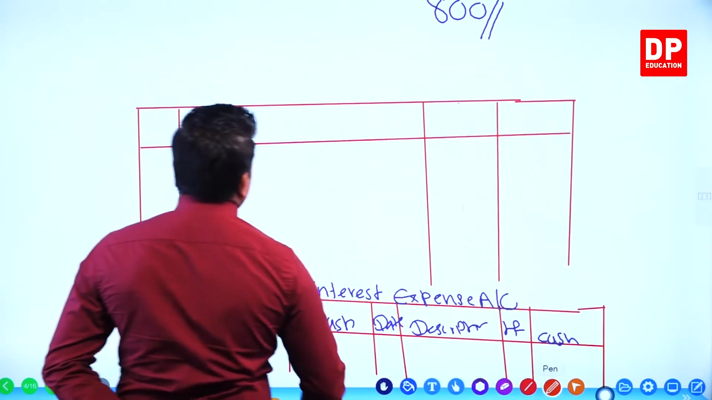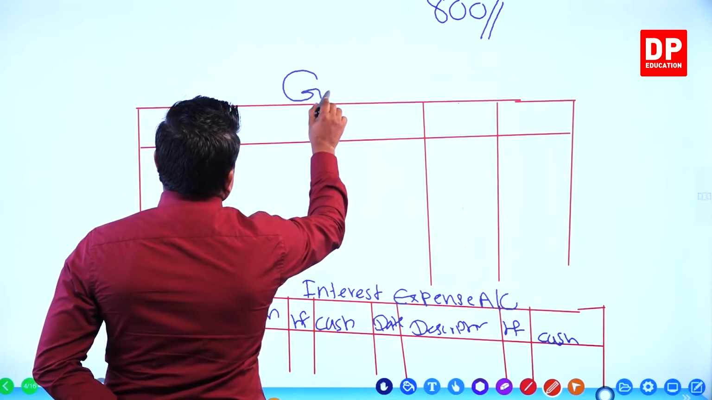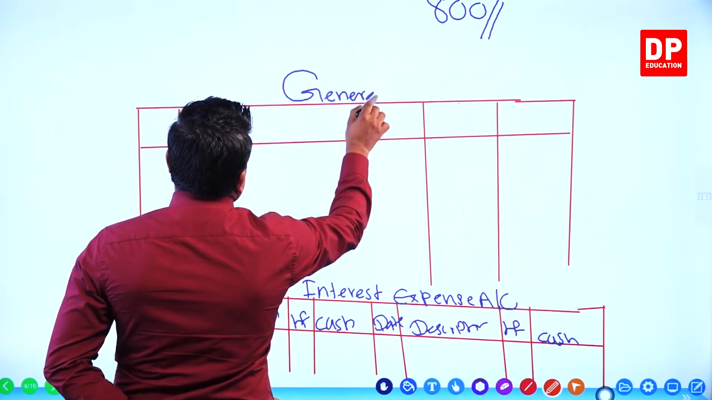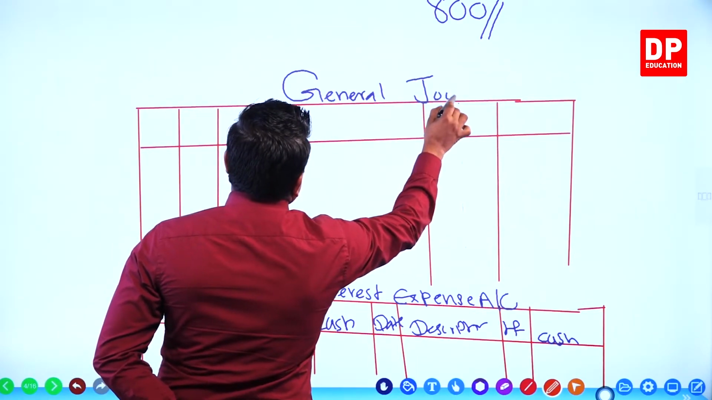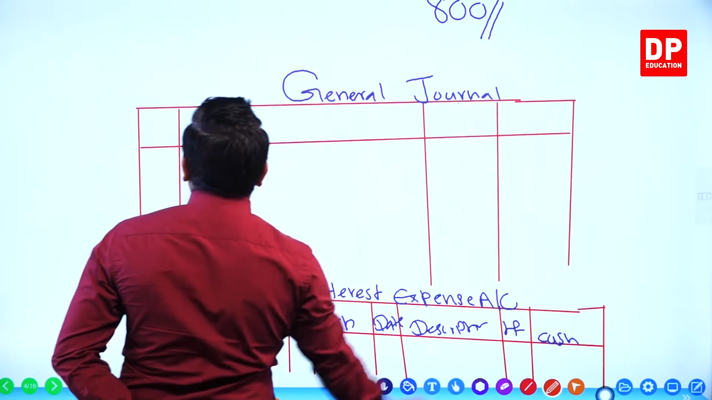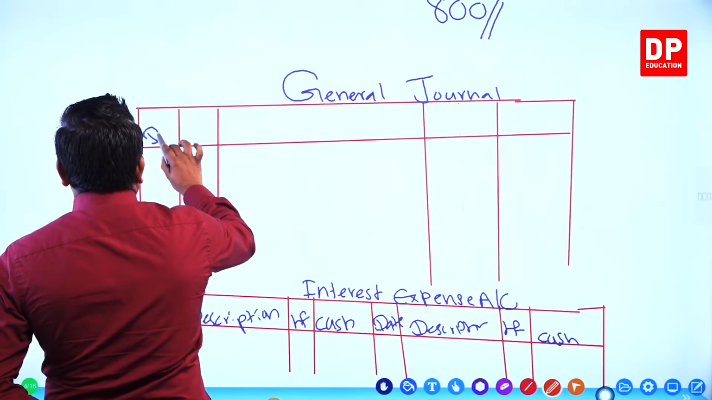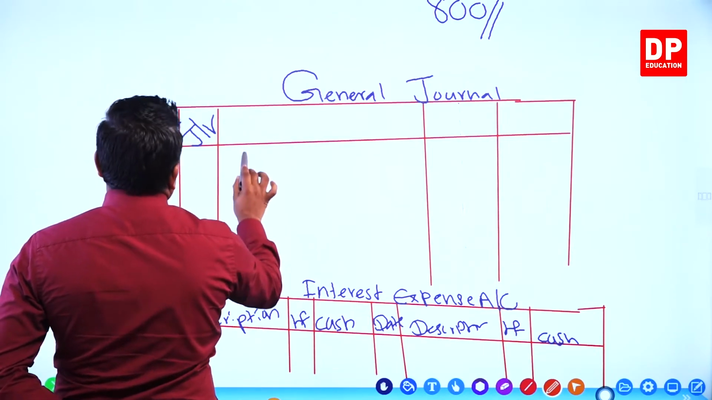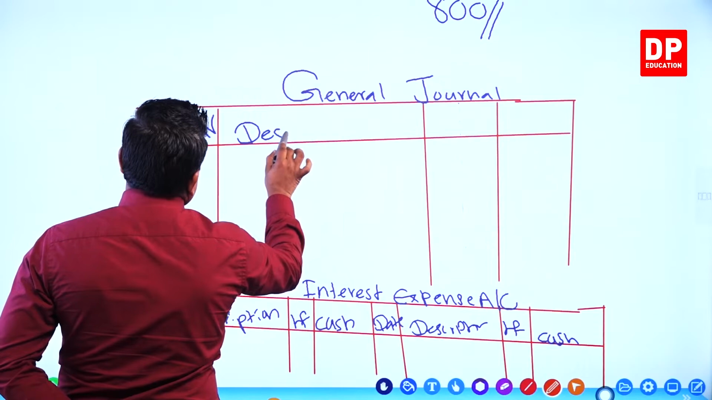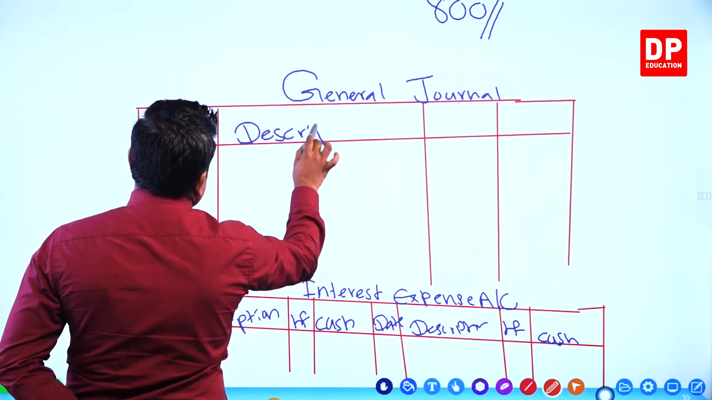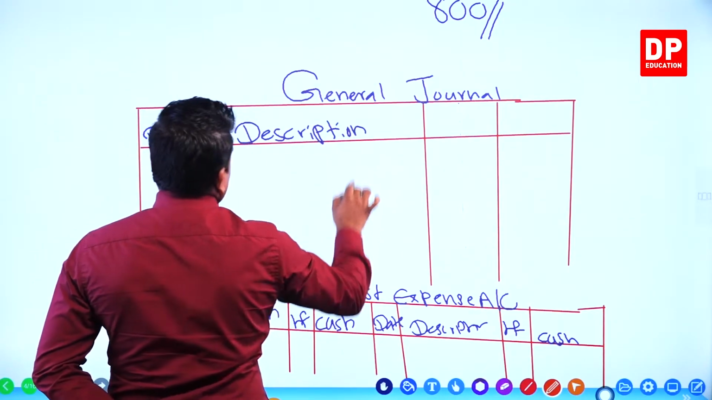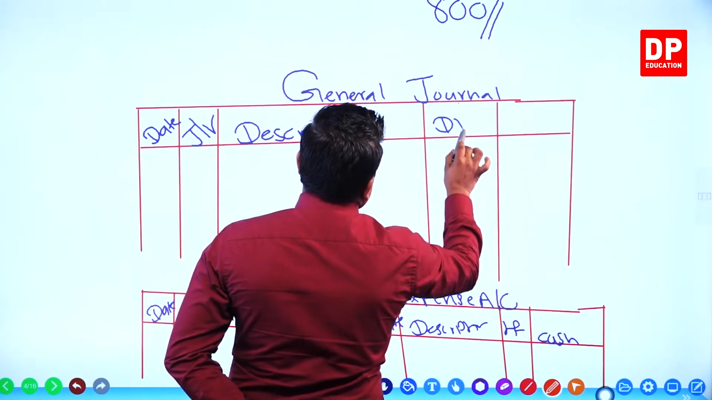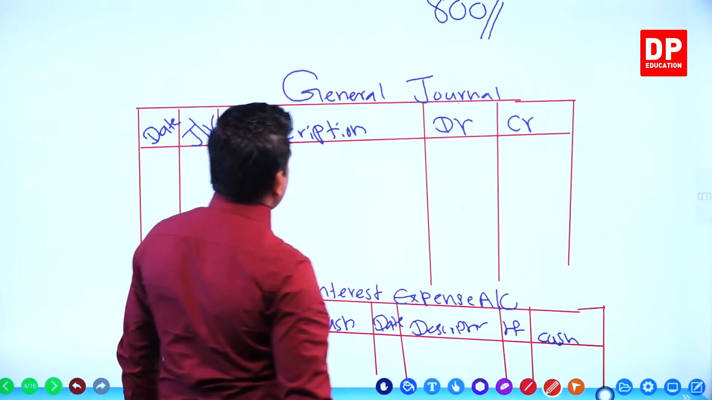General journal. Date, journal voucher, description, debit and credit. Okay.